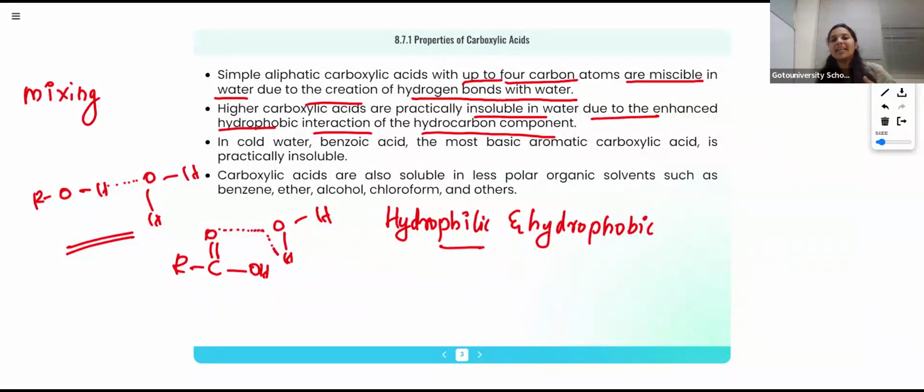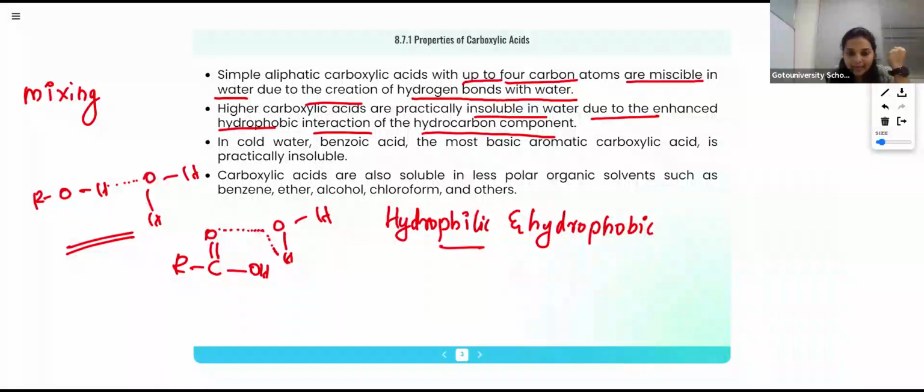Hydrophobic means water hating. So the higher carboxylic acids, meaning carboxylic acids containing more than 4 carbon atoms, are insoluble in water due to the enhanced hydrophobic interaction of the hydrocarbon component.